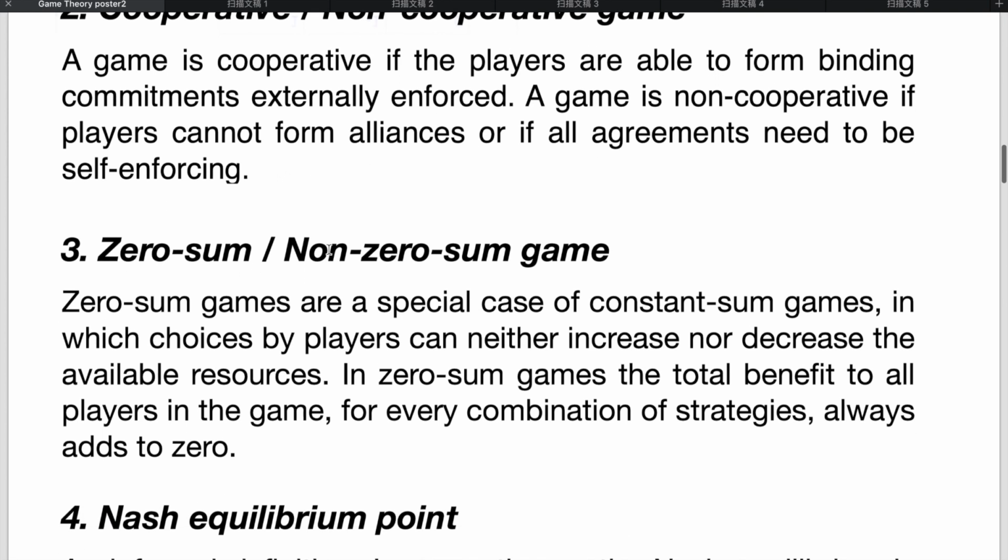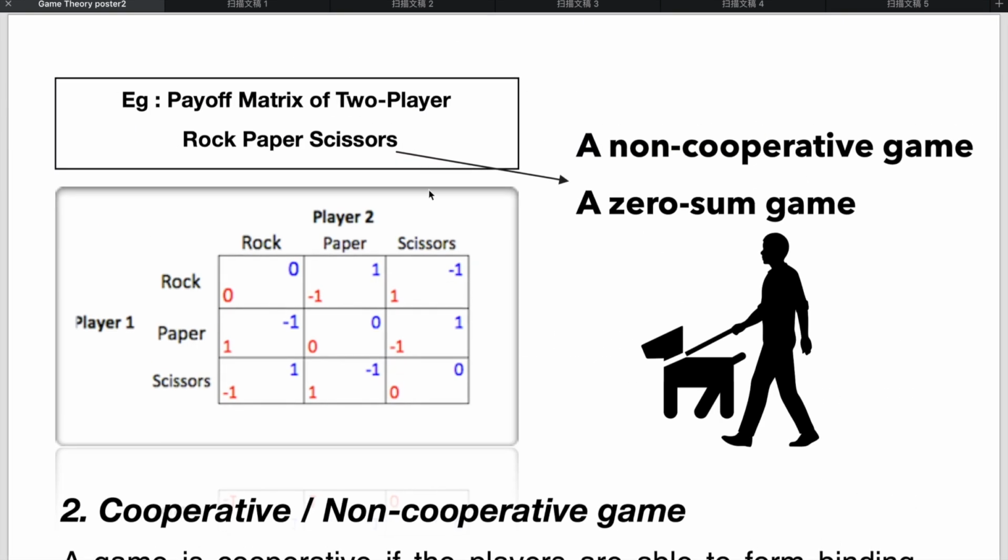Zero-sum or non-zero-sum games. In each entry in the payoff matrix, if all the values in the entry add up to a constant, then the game is called constant sum. Zero sum is equivalent to constant sum, as we can do some strategically equivalent transformations on the payoff matrix. You'll see them later. This is a zero sum game.